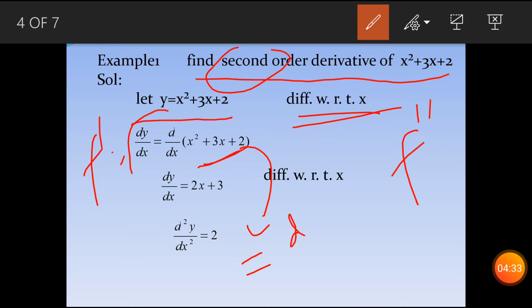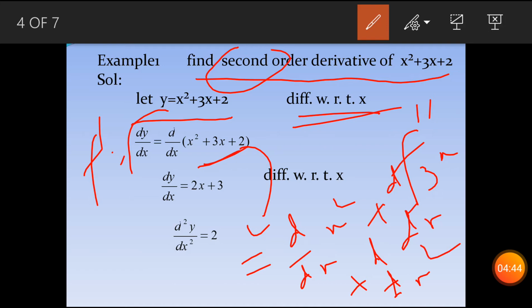So d over dx, this will become d over dx of x square plus d over dx of 3x plus d over dx of 2. Okay, d over dx of a constant function is 0, d over dx of 3x is 3, and d over dx of x square is 2x. So finally we are going to get this.